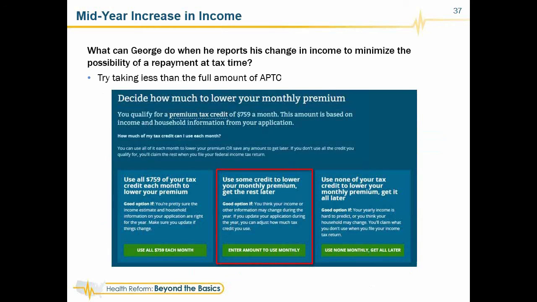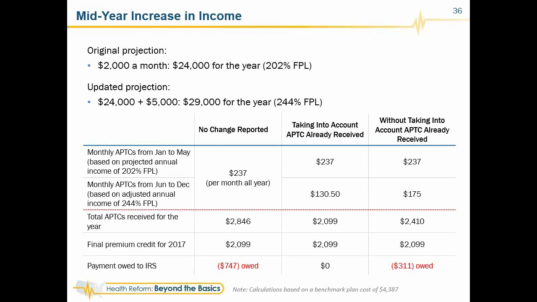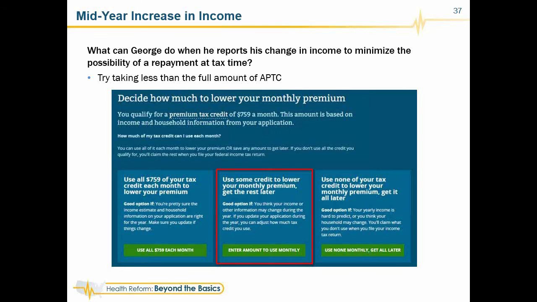So the way that you can help someone who has a change in income that increases their income is to try to account for that by taking less APTC than they are entitled to. So if George is entitled to take, according to healthcare.gov, $175 for those remaining months of the year, you can cheat him down and say, okay, but can you take less than that full amount? Because if he gets closer to the $130 a month, then he's going to owe less at the end of the year.